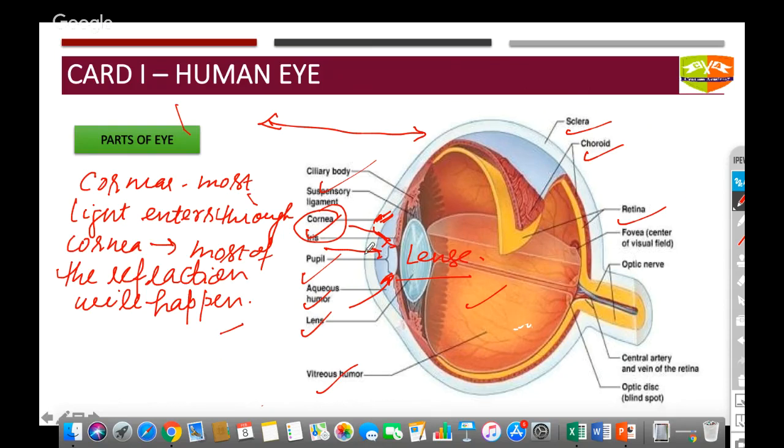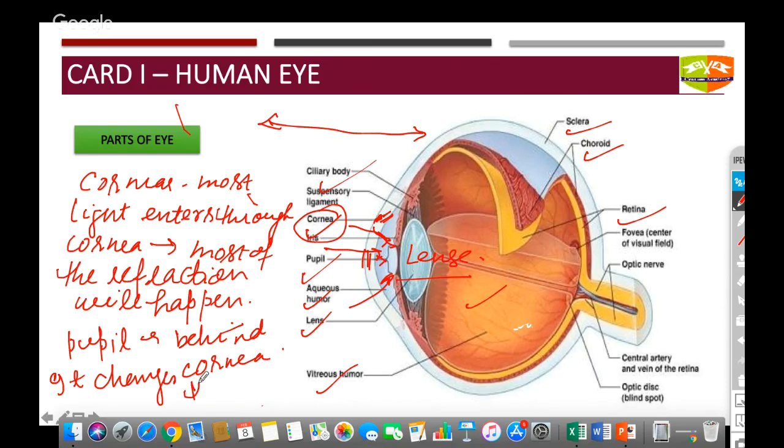This pupil, you can see, is behind this cornea, and it determines how much light the eye has to take in. I'm going into optics terms: it changes the aperture of the lens. It has a very small aperture, and it decides how much light should fall on this particular lens. So this controls the light entering the retina.